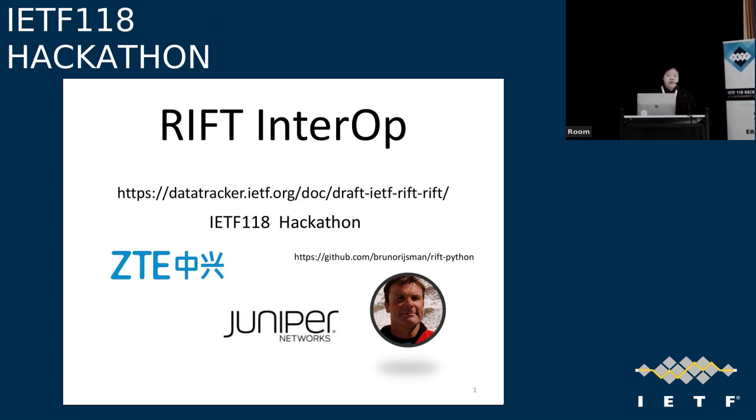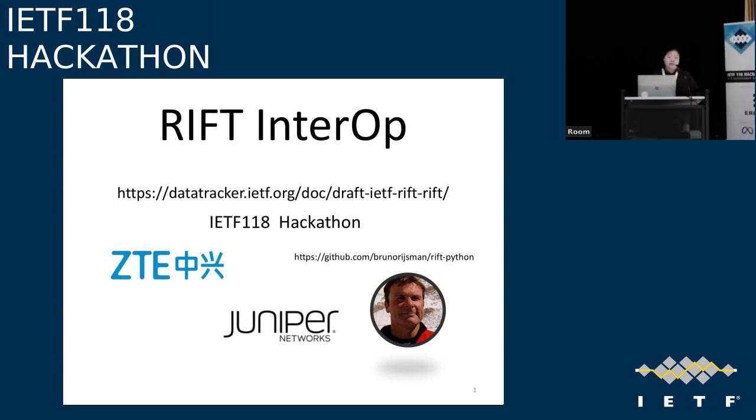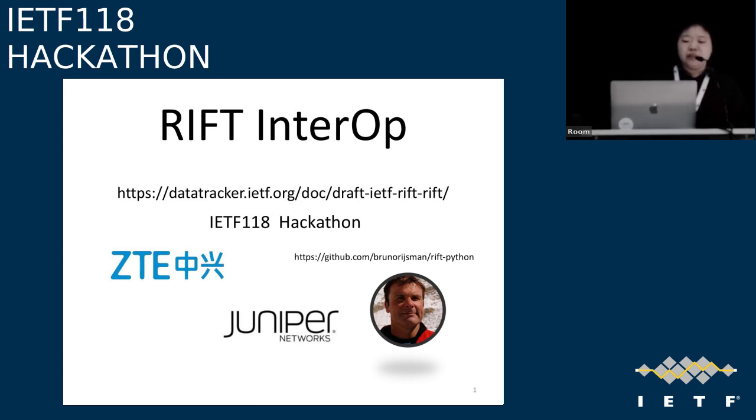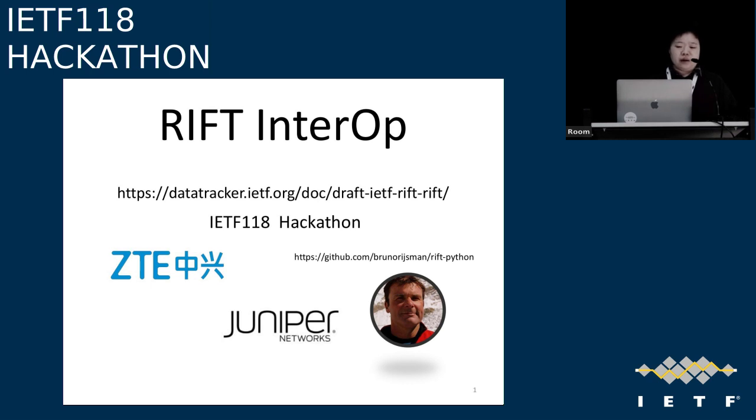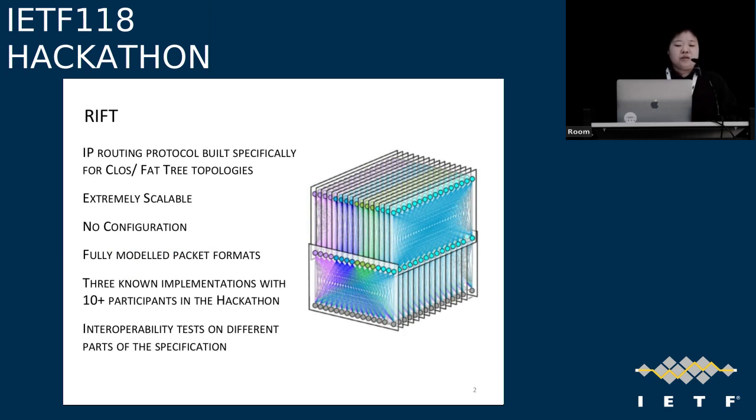Good afternoon. I'm Sandy Zhang from ZTE. I'm glad to summarize our RIFT project on behalf of the participants. We have participants from ZTE and Juniper, and we must give our special thanks to Bruno for his excellent open source code. So what's RIFT? RIFT is a new IP routing protocol, built specifically for Clos or fat tree topologies. The protocol has many advantages: it's extremely scalable, it needs no configuration, and it has fully modeled packet formats. We have three known implementations with dozens of participants in the hackathon, and interoperability tests on different parts of the specification.